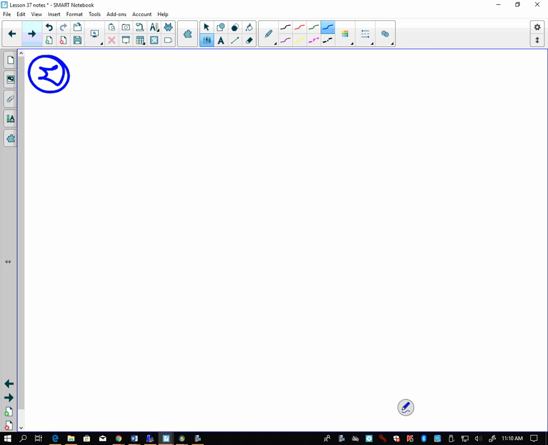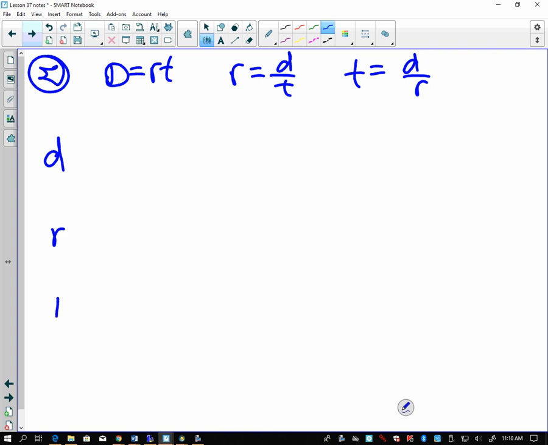It's dirt. Distance equals what? Rate equals what? Look, we're manipulating the first equation. Distance over time. Time equals what? Distance over rate. You always go from the first equation and just solve for the other variables. So distance, rate, time. Okay, now we're going to go back to our reading.